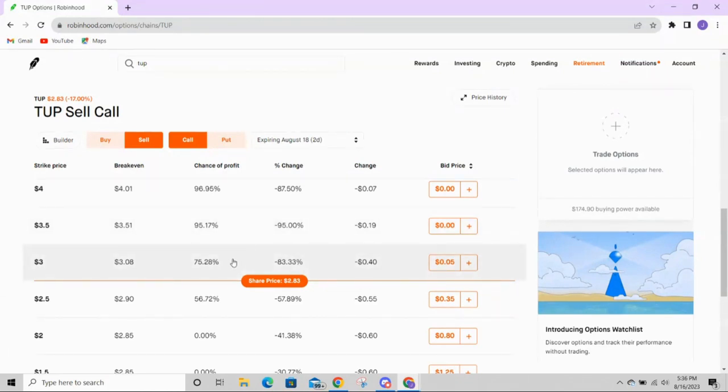Now one thing that's neat about when you're selling an option, it gives you this chance of profit. This is automatically calculated by Robinhood using the Greeks, which we go into in a later video, so go check that one out if you want to learn about the Greeks in the stock market. But that should be pretty much everything you need to know for buying and selling call options.